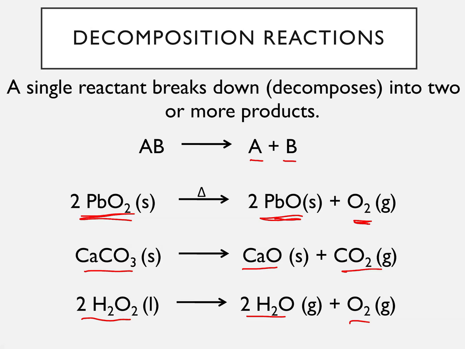You'll see this triangle here, which you may not be familiar with, but anytime we have a triangle over the arrow, that means that the reaction is being heated. So this is a heated decomposition. So what happened is we put this lead 4 oxide probably into a crucible or something, and we heated it up, and that caused the decomposition into lead 2 oxide and oxygen gas. So this caused some of the oxygen to be released during the reaction. But all that triangle means is that we've heated it.